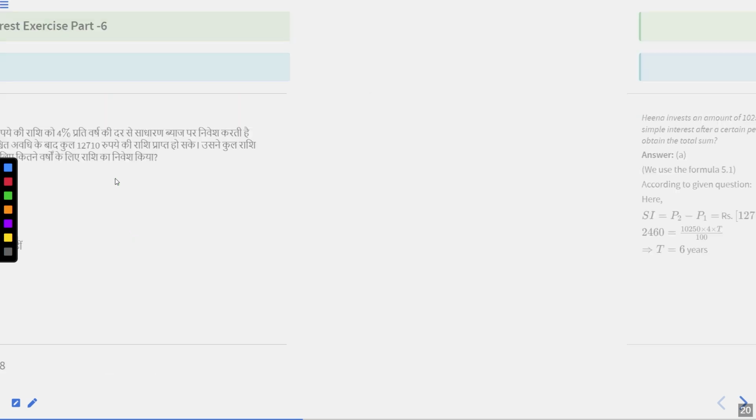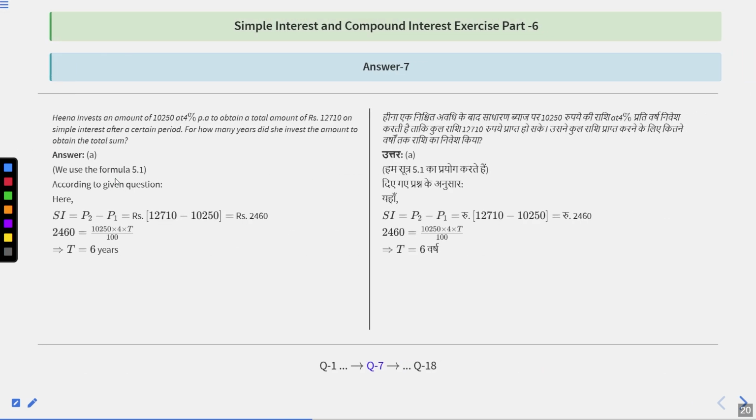Now time's up. Let's see the solution. Just interpret the question. Then you understand that Hina invested the amount 10,250, but the total amount was 12,710. So the simple interest will be amount minus principal amount. We get the simple interest, which is 2,460.